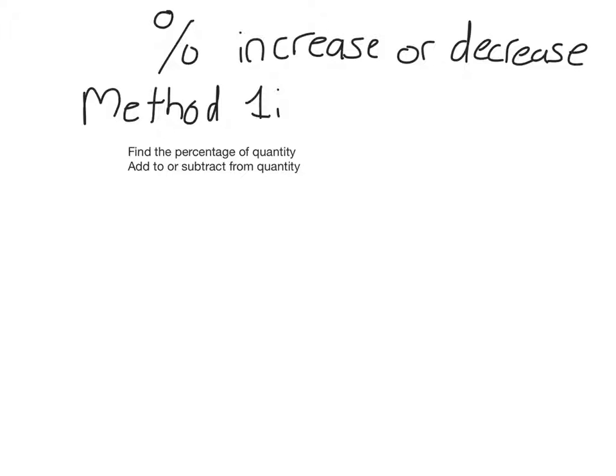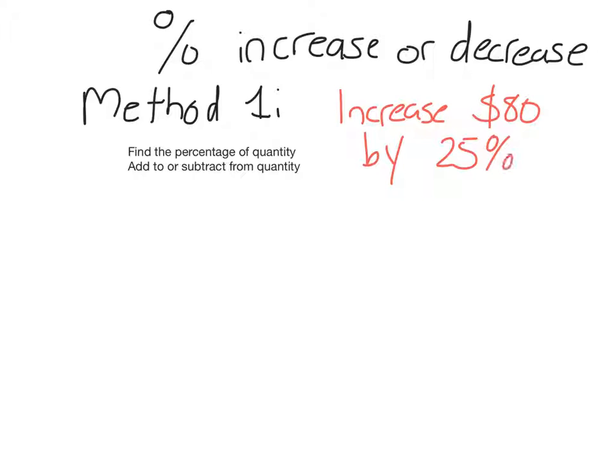That may not make sense to you, so let's say, for example, that I want to increase $80 by 25%. This is exactly the same as if I were to say a company sells a t-shirt. It costs the company $80 to make a t-shirt and they want to sell it for 25% more than the cost price. Same question. So let's do these steps.